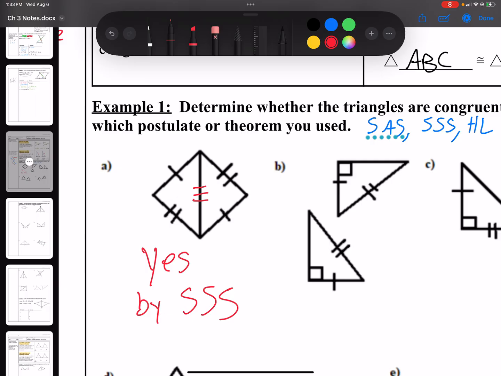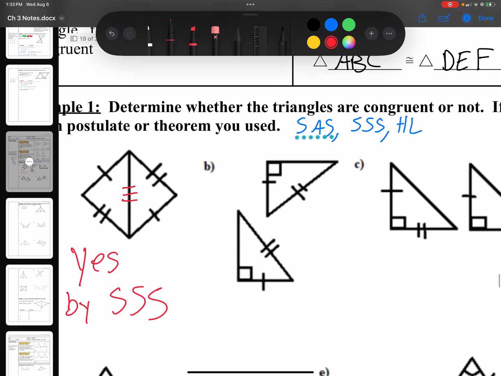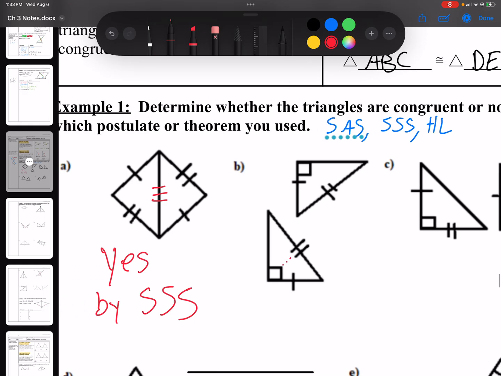In B, these are right triangles. It'll probably be useful to identify what the hypotenuse is. The hypotenuse is the side across from the right angle. Right off the bat, I know the hypotenuse is equal in each, and they have an equal leg. So yes, those triangles must be congruent by hypotenuse leg.